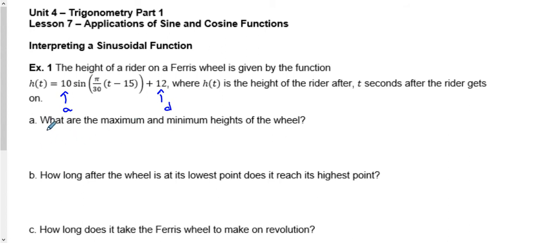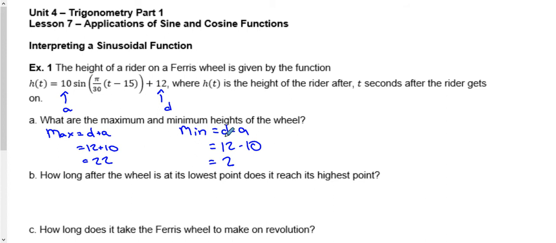Max is a combination of your d value, vertical displacement, plus your amplitude a value. In this case we have 12 plus 10, so we're looking at a maximum of 22. Again, it'd be the height, usually in terms of meters. Your minimum value is going to be equal to d minus a. Our d value is 12 minus a, which is 10, so our minimum value on this Ferris wheel is 2.